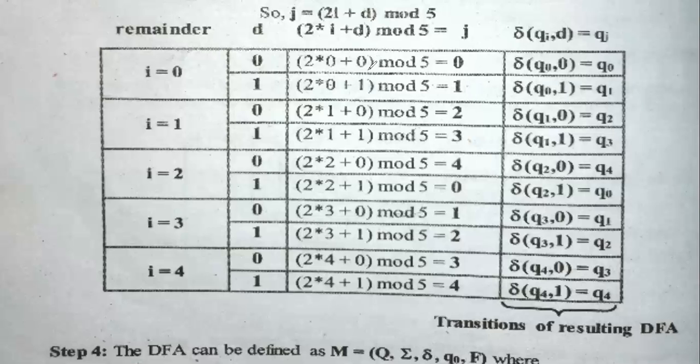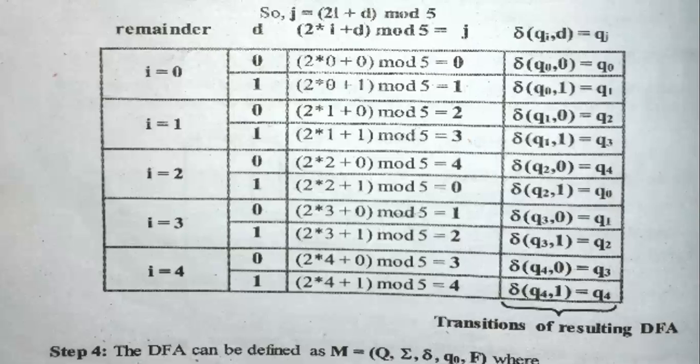Like this, we need to try it for all the possible values of i and d. So according to this we are getting 0, 1, 2, 3, 4, 0, 1, 2, 3, 4. Don't mug up these values. They should be generated using this particular formula. Remember, you won't always get the same proper sequence like 0, 1, 2, 3, 4, 0, 1, 2, 3, 4; you may get different ones also. For this question, we are getting this sequence. Clear? So this is the transition function we can get.